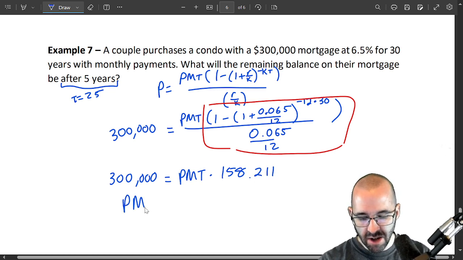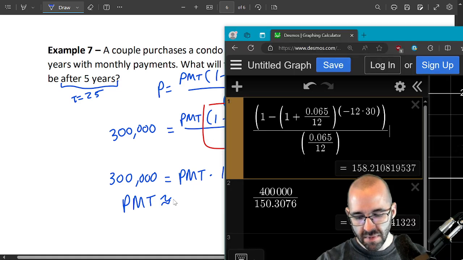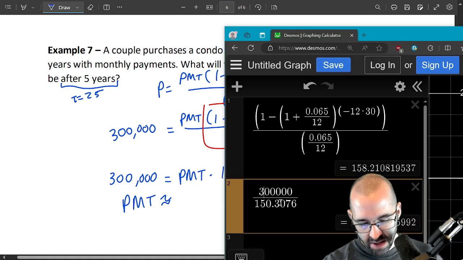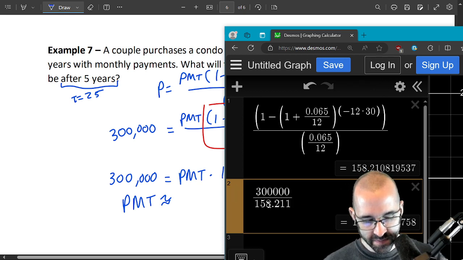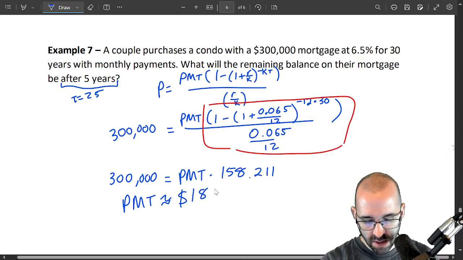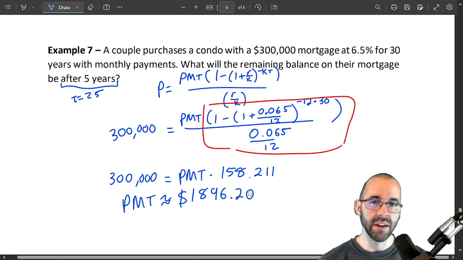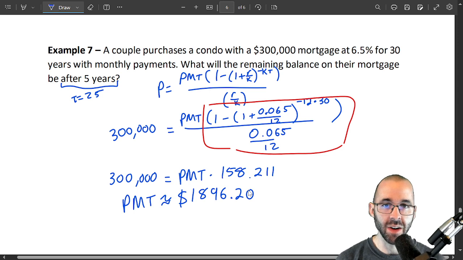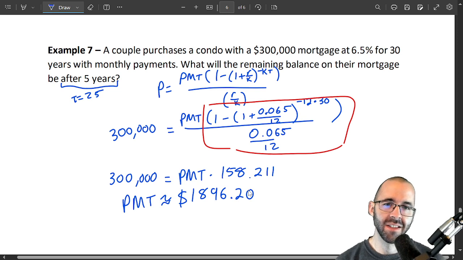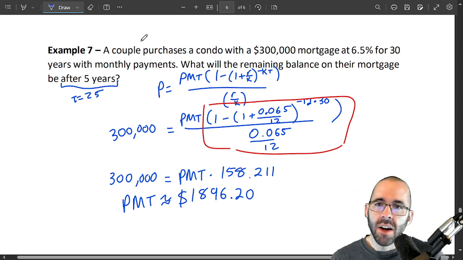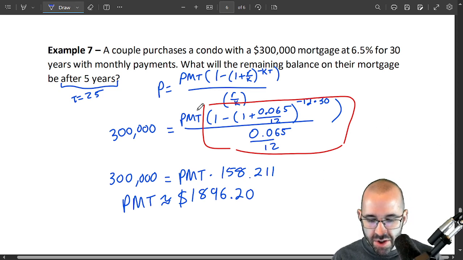Then we can divide both sides and find our monthly payments at the start. All right, so it'll be 300K divided by 158.211. 1896.20. All right, so already quite a bit better than the 400K mortgage. I guess it's 3/4 of the price, but all right, this is more doable. Also dual income. Well, we don't know if it's dual income, but there's 2 people. That helps. All right, so that was step 1, right?